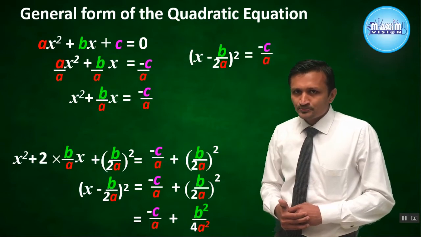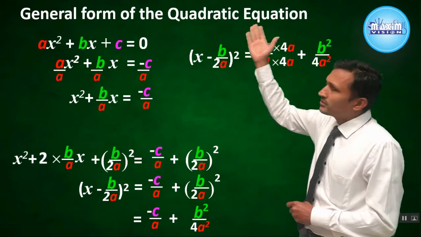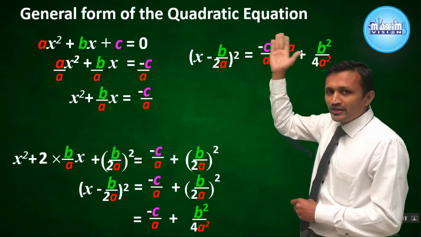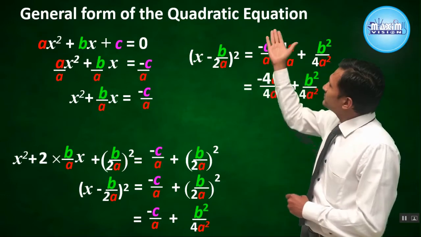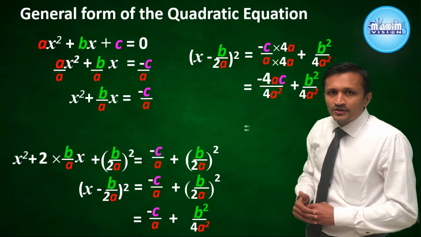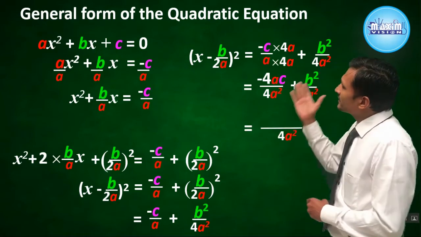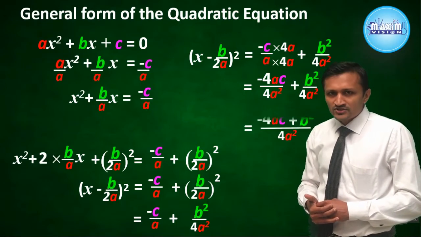Look at this one. Both terms are multiplied by 4a, minus c over a, to arrange 4a in both fractions. Now the denominators are equal, so we can build up one fractional term in the right hand side.